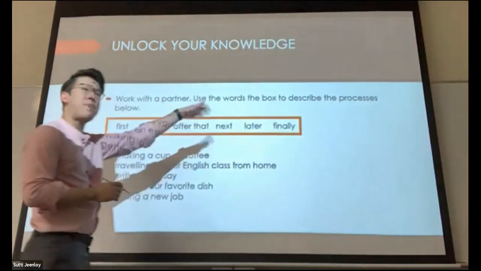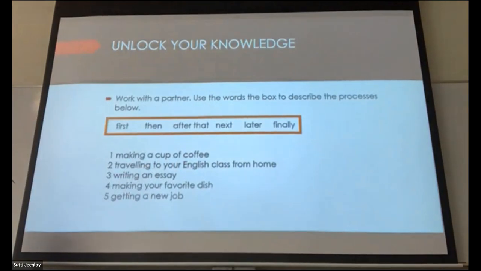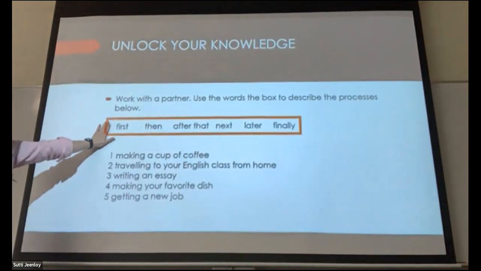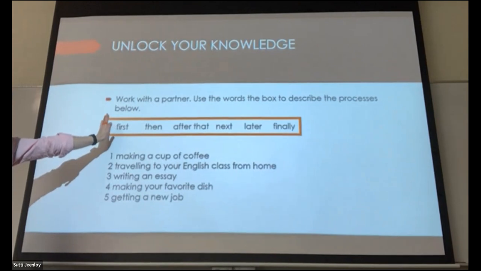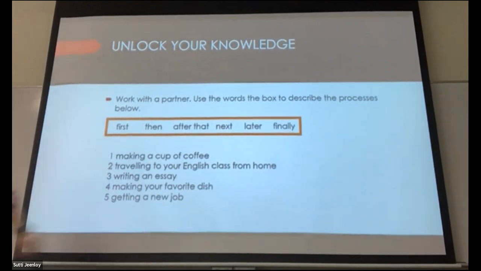Think about how to describe the process of making one. First, your presentation, your group presentation.